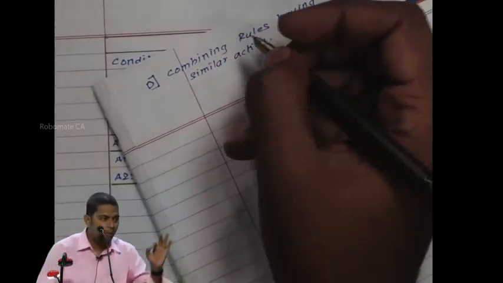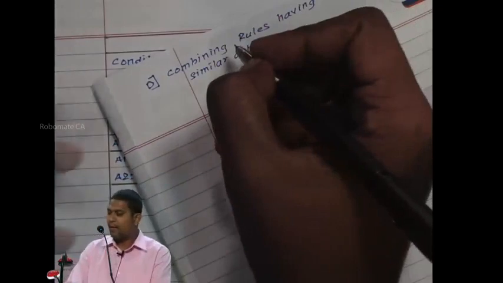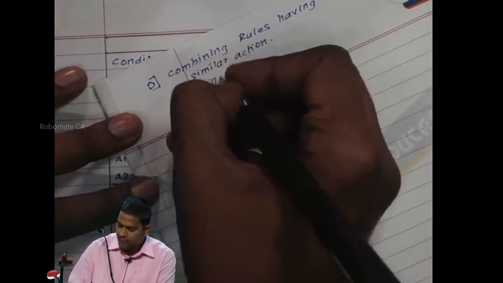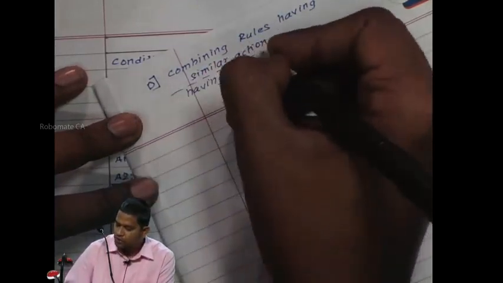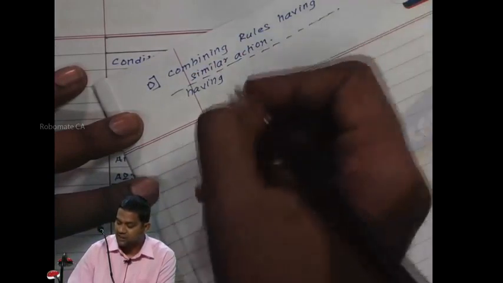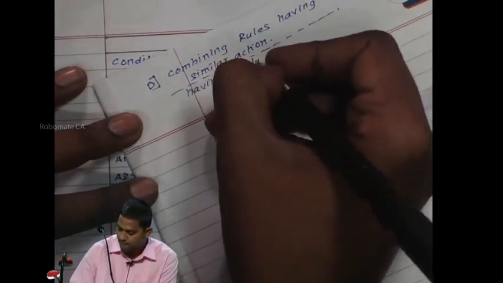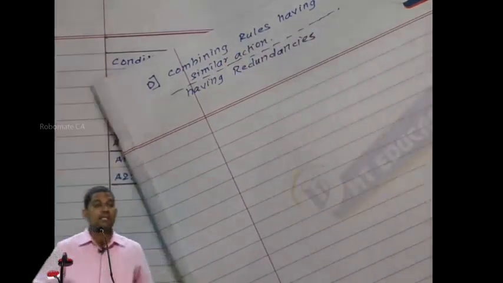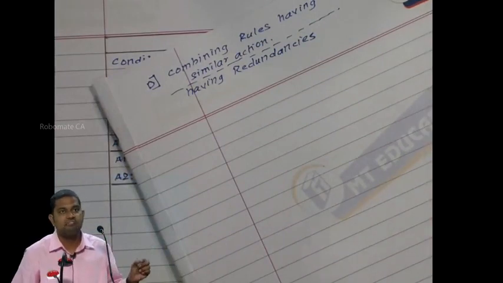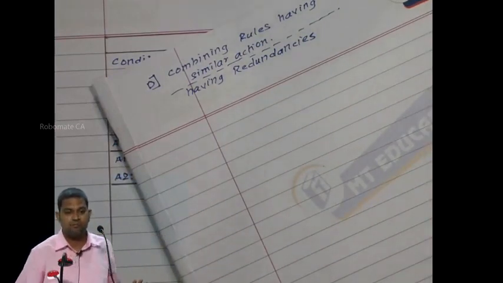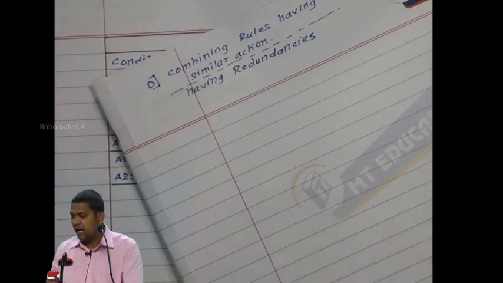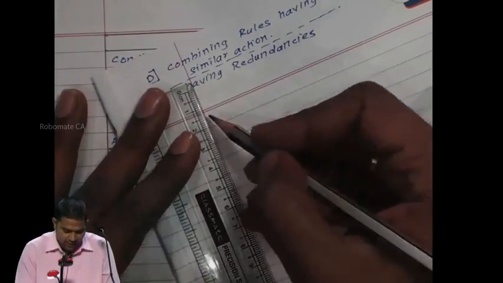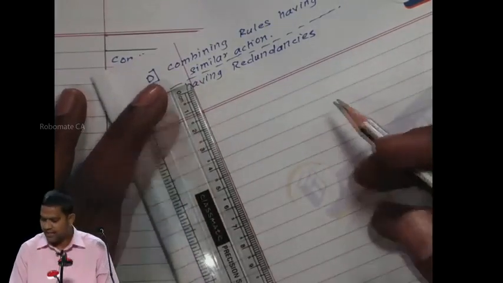Or the most appropriate thing to be said over here is combining the rules having, I'm using a word which is used in database management systems, that is called as redundancies, and redundancies refers to repetition. It refers to what? Repetition. Again, same thing is required to be done. I am doing it. You should have patience. Can't help.